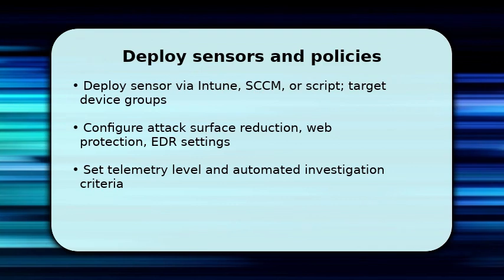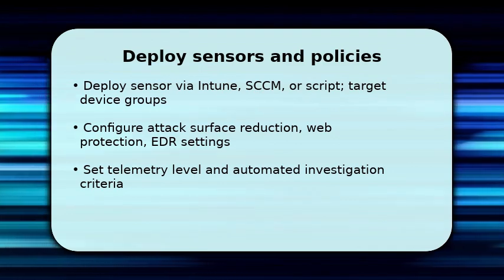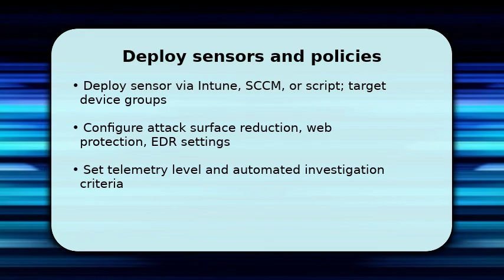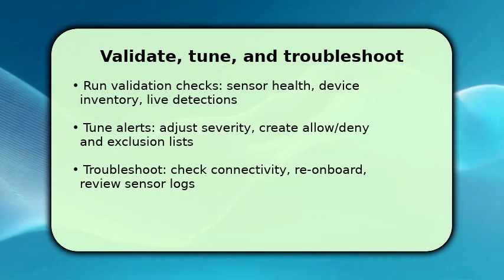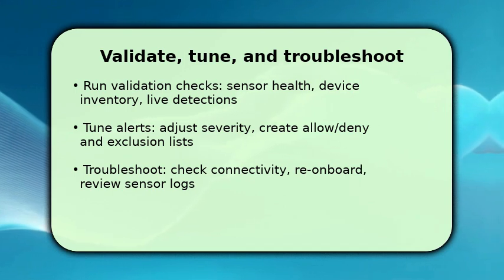Finally, validate via the onboarding status dashboard and sample alerts to confirm detections flow into the portal. You finish by validating sensor health and confirming devices appear in inventory with live alerts. Once validated, tune alerts and rules to reduce noise, adjust severities, and add targeted exclusions only when necessary.